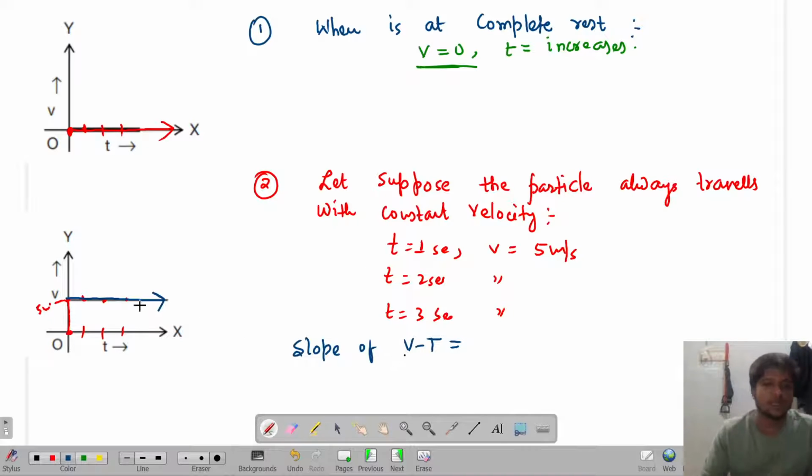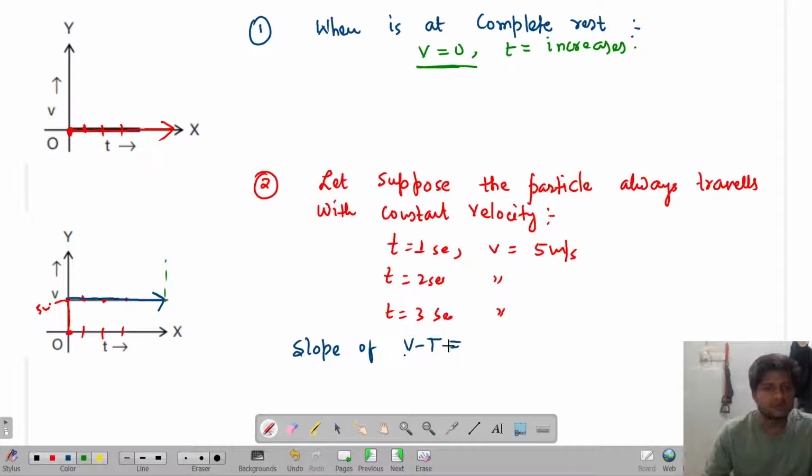Slope of the VT graph. Okay. First important thing, slope, we know, is perpendicular by base. Here, is there any kind of rise or perpendicular? No, there are no perpendiculars over here. It is a constant flat graph. If it is a flat straight line parallel to any of the axes, slope becomes always zero. Remember that. Okay.